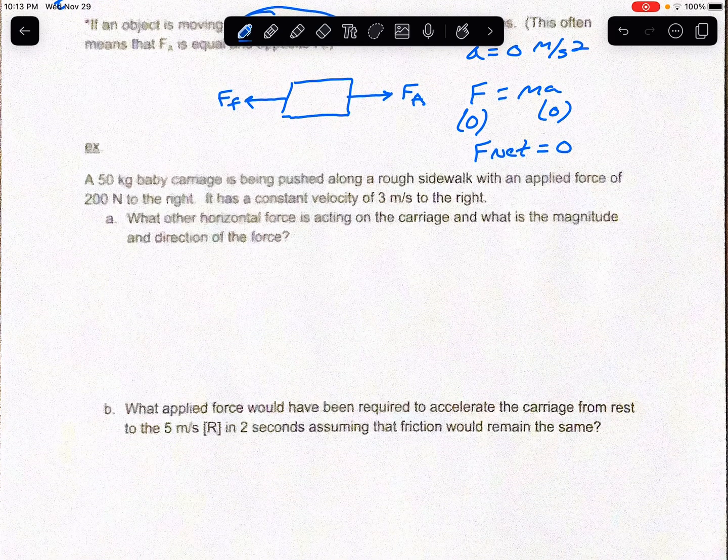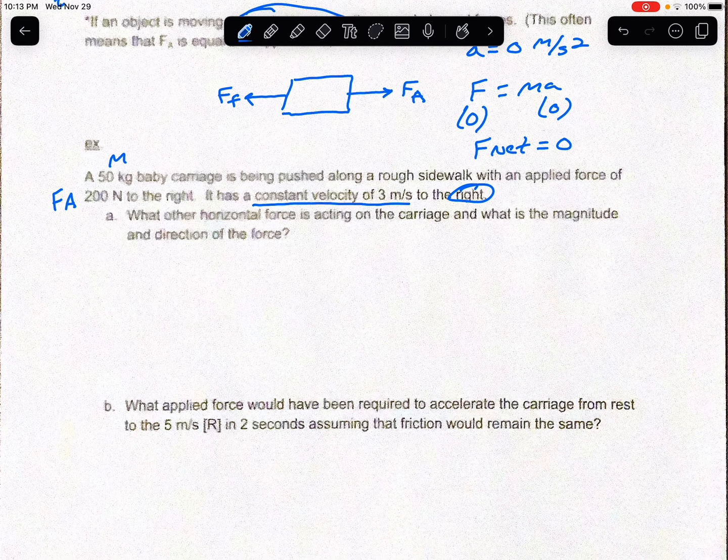Example, next one: a 50 kilogram baby carriage, so there's your mass, is being pushed along a rough sidewalk with an applied force of 200 newtons, so there's your FA, and has a constant velocity of 3 meters per second to the right. So I was given constant velocity, 3 meters per second, and I was given a direction. Okay, so the keyword there is constant velocity. We're just going to keep an eye on that. What other horizontal force is acting on the carriage, and what is the magnitude and direction of the force?